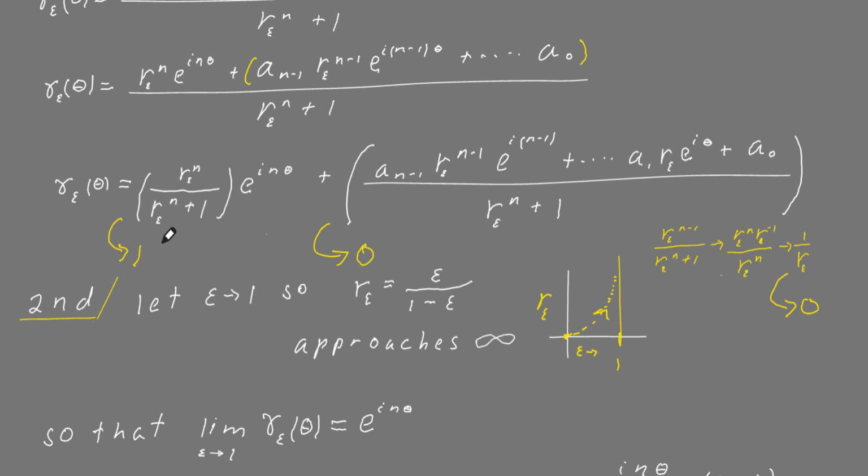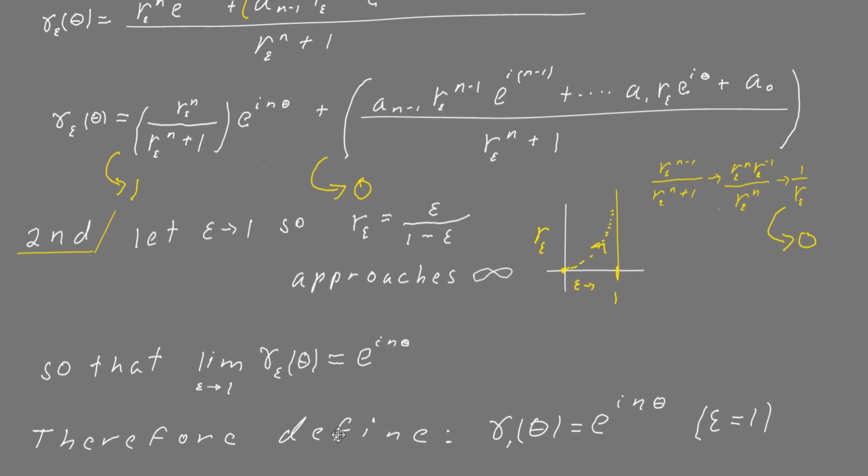So as epsilon approaches 1, gamma sub epsilon is going to approach this factor over here. So the limit as epsilon approaches 1 of gamma sub epsilon of theta is just going to be equal to e to the i n theta. And e to the i n theta is just a unit circle in the gamma plane, which is going to wrap around n times as theta goes from 0 to 2 pi. So I'm going to define gamma sub 1 of theta to be equal to e to the i n theta.